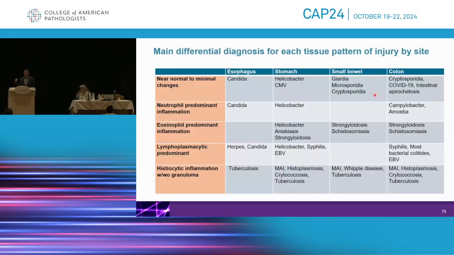Dr. Barbara showed this table before: every single site of the GI tract has different infections, and every single infection can have a different inflammatory pattern. It can be neutrophil predominant, eosinophil predominant, histiocytic, or lymphoplasmacytic predominant. Sometimes I may not see any morphologic changes suggesting infection. So I will work through this one by one, to show you some cases and how we work them up.